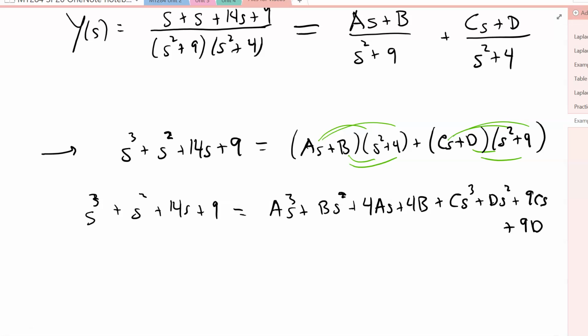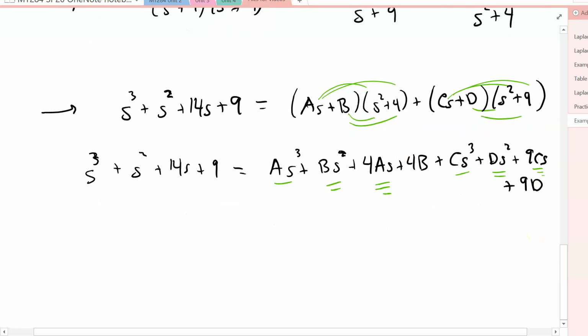And then we just want to combine our like terms. We've got s cubed terms, and we've got s squared terms, we've got s terms, and then the last type are constant terms. So combining like terms there, what do we end up seeing this is equal to?